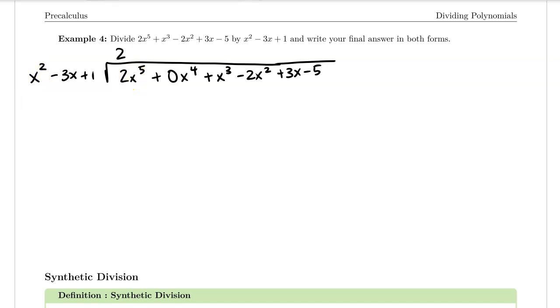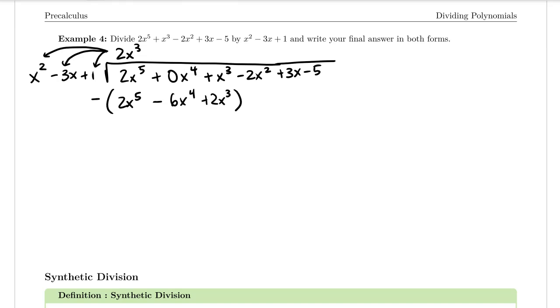And the coefficient will be 2, and then if I multiply x squared times x cubed, that would give me a 5th power. So now I'm going to go ahead and multiply 2x cubed times each of these terms. So let's do 2x cubed times x squared is 2x to the 5th. Then I'm going to do 2x cubed times negative 3x. That's going to give me negative 6x to the 4th power. And then if I multiply it times 1, that's going to give me plus 2x cubed.